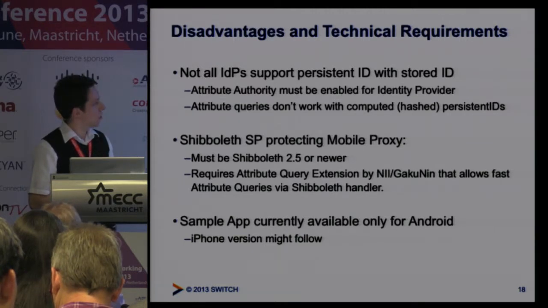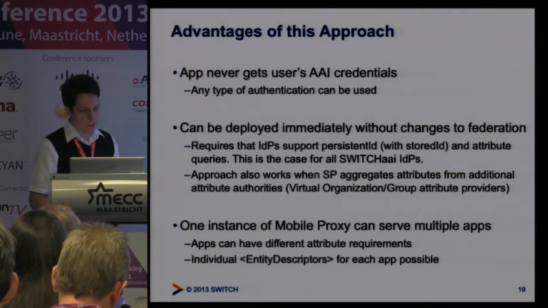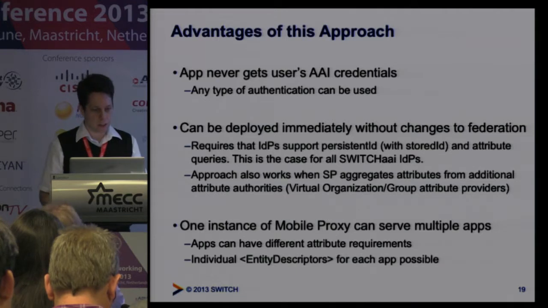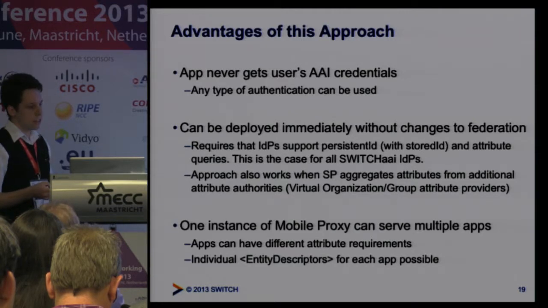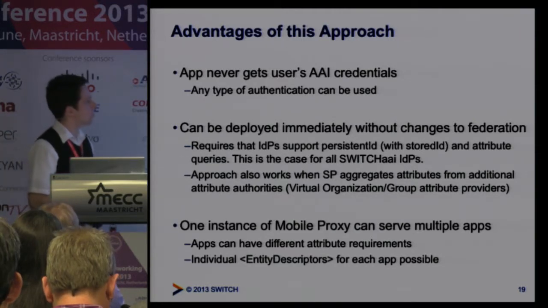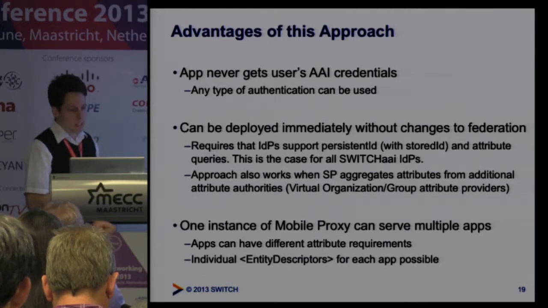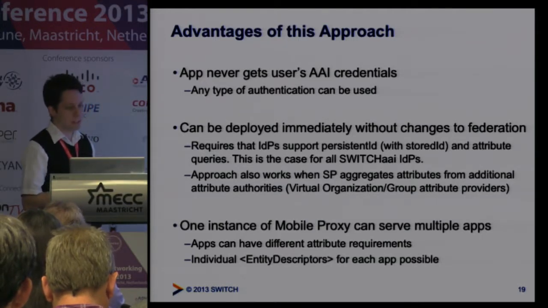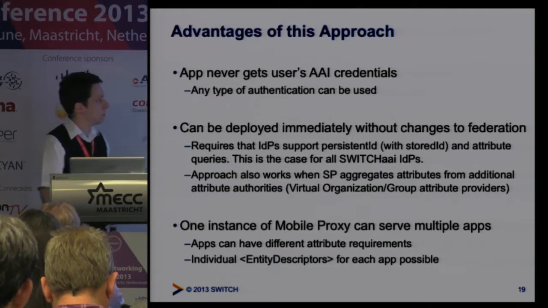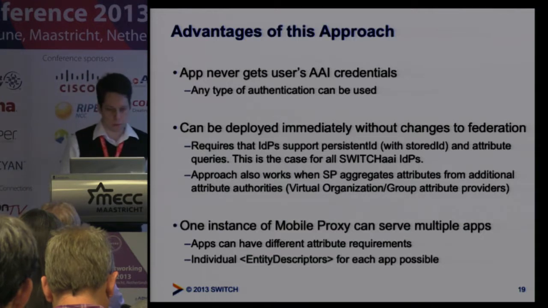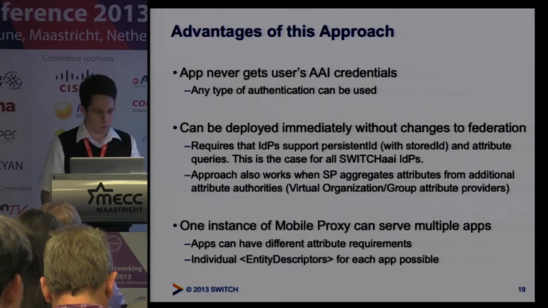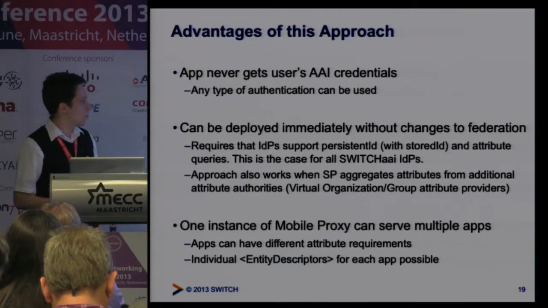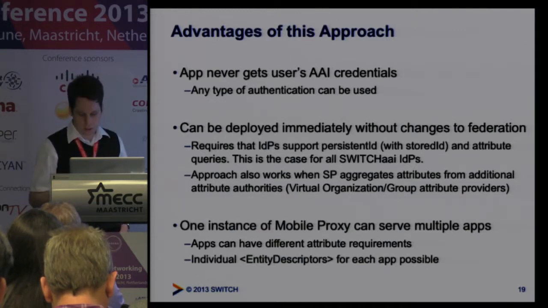And currently, that sample app that we created is only available for Android, but we are thinking about providing the same for iOS. The advantages of this approach are the app never gets the user's AAI credential, so that was a requirement. It can be deployed immediately without any changes, so we don't have to ask IDP admins to change their configuration and do this and that. It works out of the box. And the mobile proxy can also serve multiple apps. So in this example, we used just one app, but it would also be possible to configure additional apps, of course.